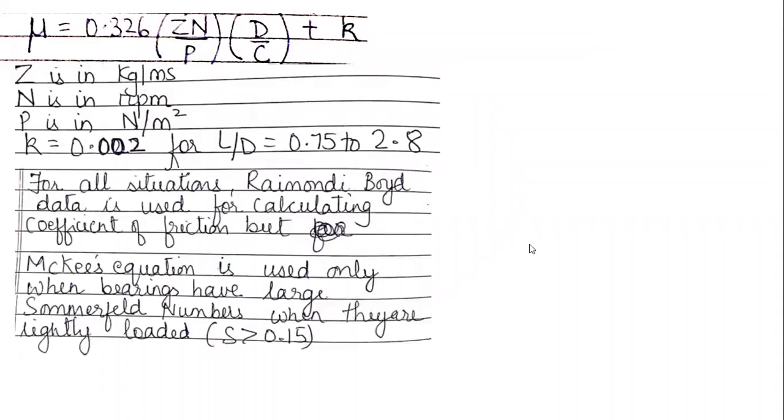Moving ahead, the Raimondi-Boyd method is used for calculating coefficient of friction. Yes, but Mackey's equation is used only when bearings have large Sommerfeld numbers and when they are lightly loaded. Sommerfeld number is very large, greater than 0.15. S is greater than 0.15. You can see this, right? So when there are very large Sommerfeld numbers, you have to use Mackey's equation.